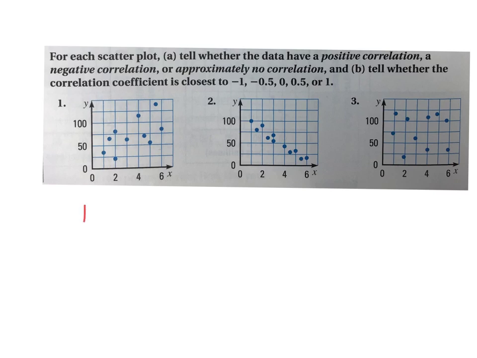The first one is obviously positive. As x is increasing, that's definitely positive. So it looks like you could draw a line. I don't know, maybe something like that would be the best line. But because those points aren't really, really close to a line, I'm probably going to say it's closest to 0.5. Closer to 0.5 than 1.